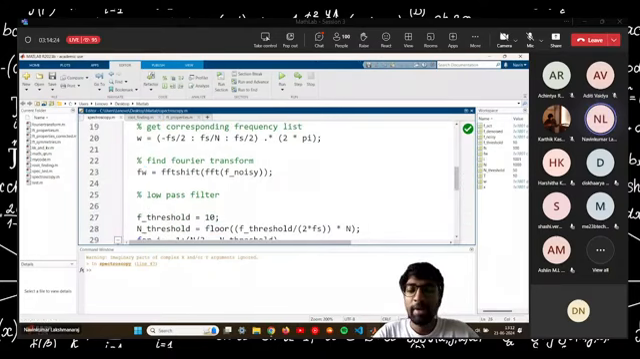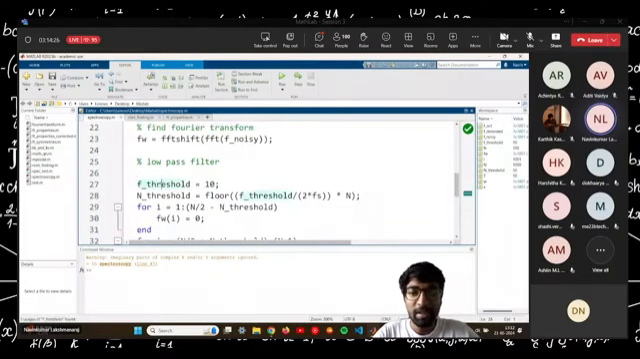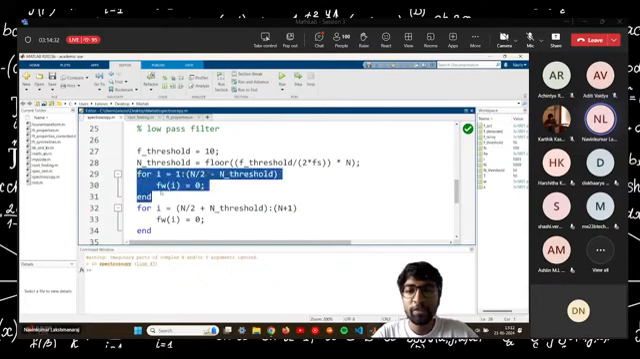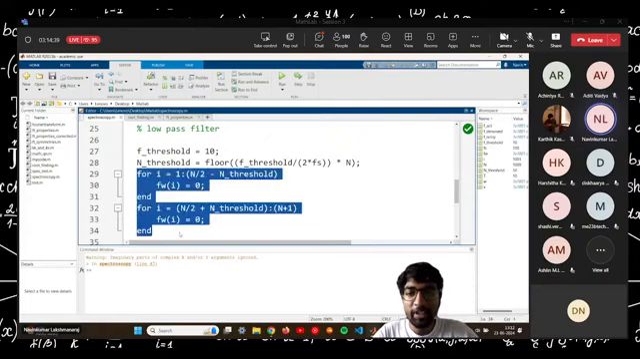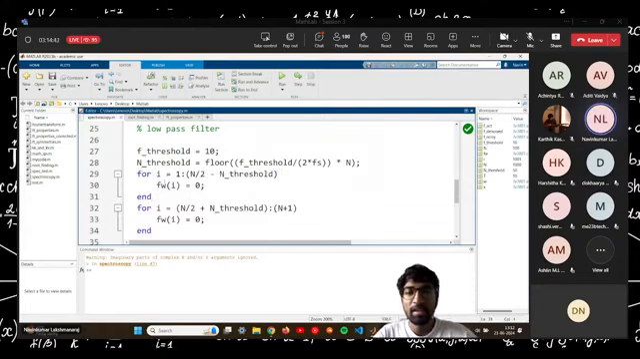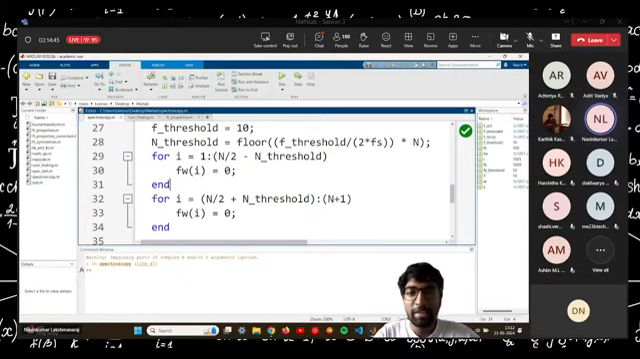Now I perform a low pass filter. What do I do? I set a threshold. Here I have arbitrarily taken it to be 10 Hertz, and I write a for loop. And for all the frequencies that lie between 0 and 10 Hertz, I set them to be 0. I set the amplitude to be 0. Now, you'd also see that instead of doing this from 0 to 10, I'm doing it for 10 frequencies from the middle of the representation.